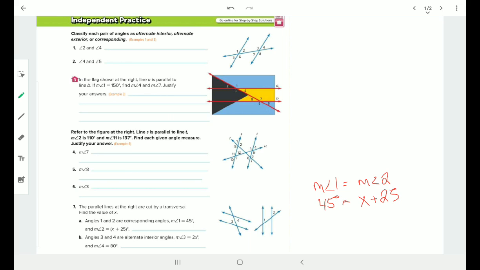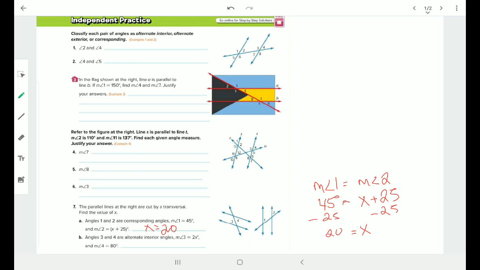And we're trying to figure out what x is. So to figure out x, we just have to solve this simple equation. We subtract 25 to get x by itself, and we get x equals 20, right? So in this case, the value of x would be 20. Understand this, it is not 20 degrees. We are not finding the overall measure. We are just trying to figure out what x is, what number.